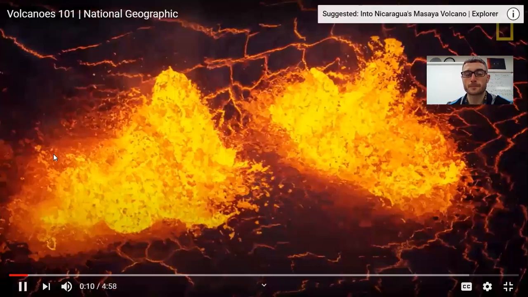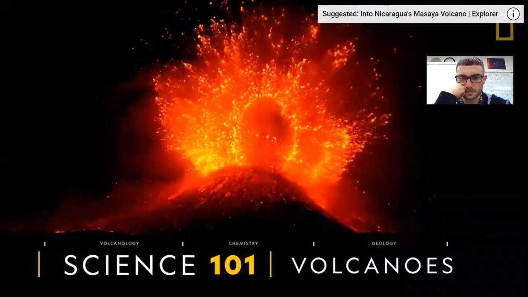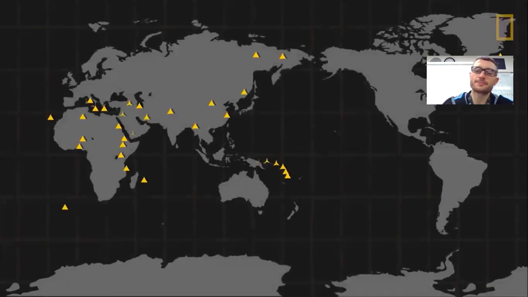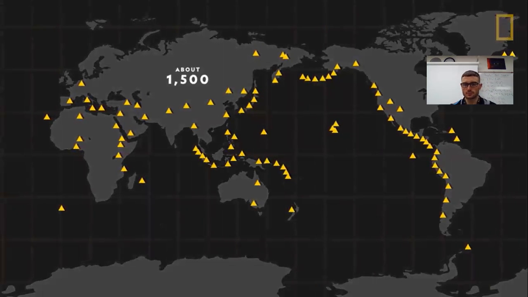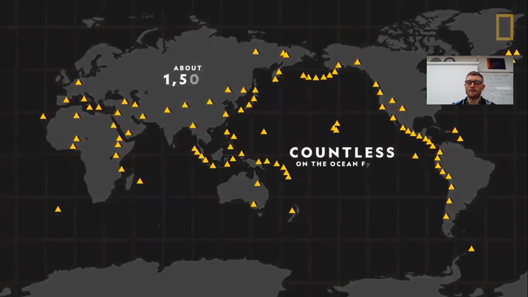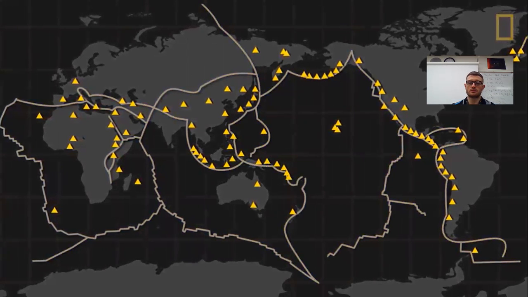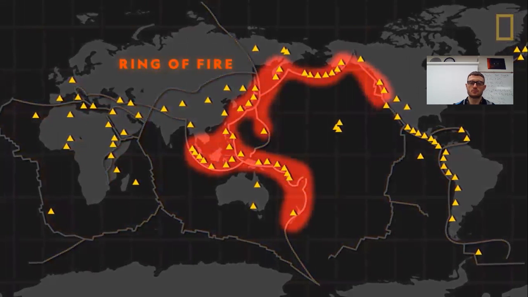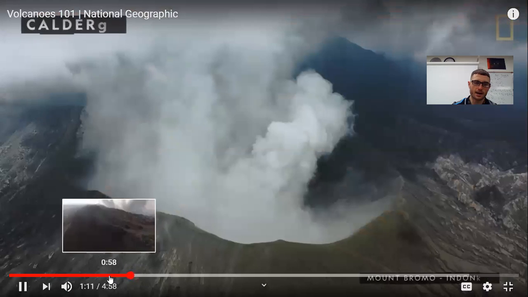And boiling thousands of miles beneath the surface and just waiting to burst through. Volcanoes are scattered across the planet. About 1,500 active volcanoes can be found across the world, though countless others are on the ocean floor. Most volcanoes, whether on land or underwater, are located where tectonic plates meet. In fact, the Ring of Fire, a path that traces the boundaries between several tectonic plates around the Pacific Ocean, lies.